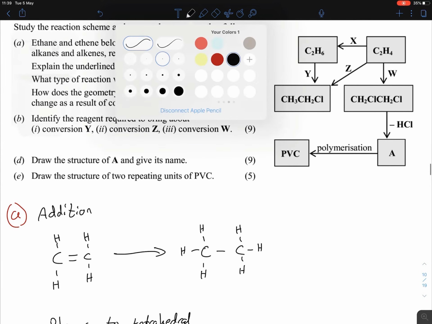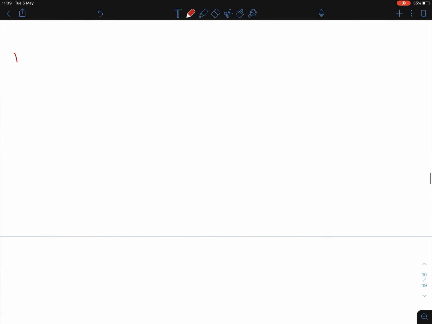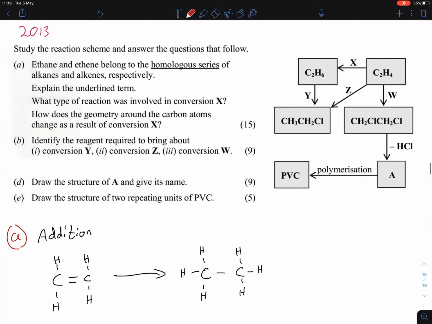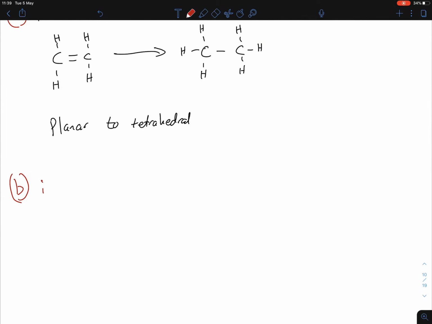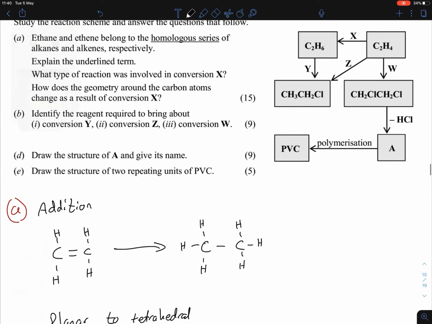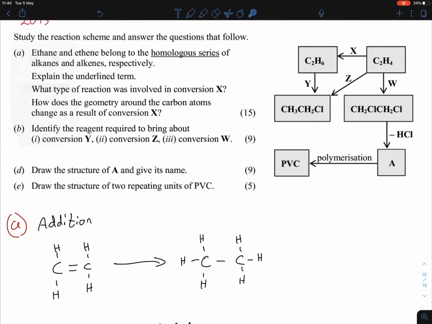Okay, for B, so let's answer that. Identify the reagent required to bring about certain conversions present here. So B, I, and I, and part 3. So let's have a go, guys. Let's look at BI. So this is for Y. So Y, if we're looking at it, is over here, everybody. Okay. So we already said that this guy over here was ethane. And if we're going onto it, there's a chlorine added onto it, so it's going to be chloroethane.